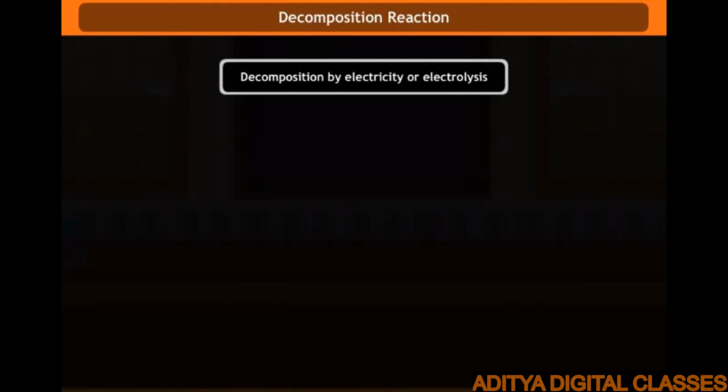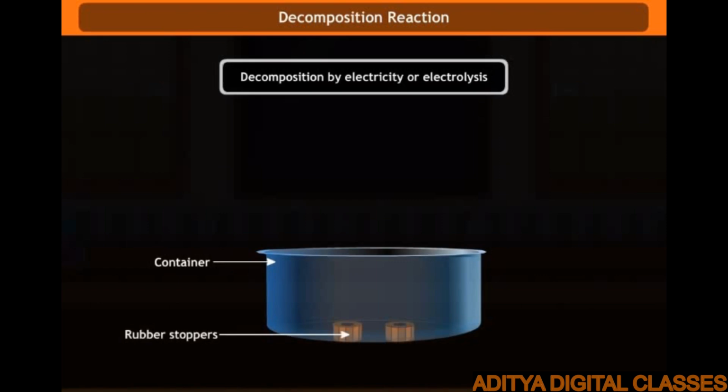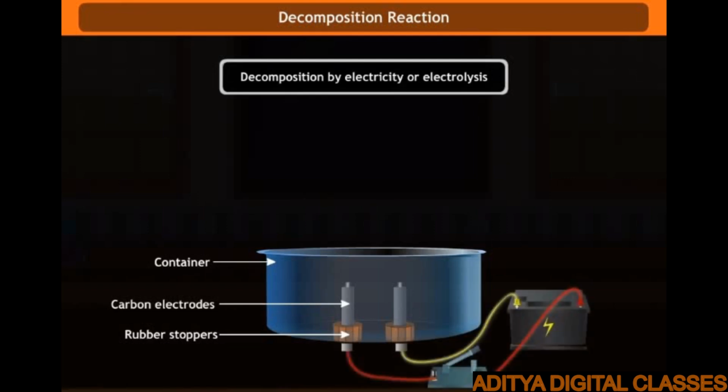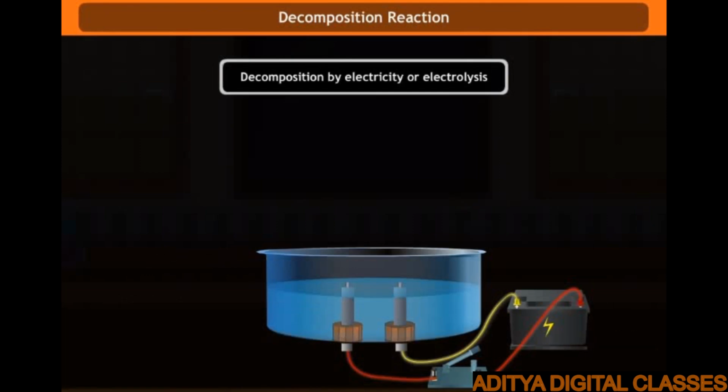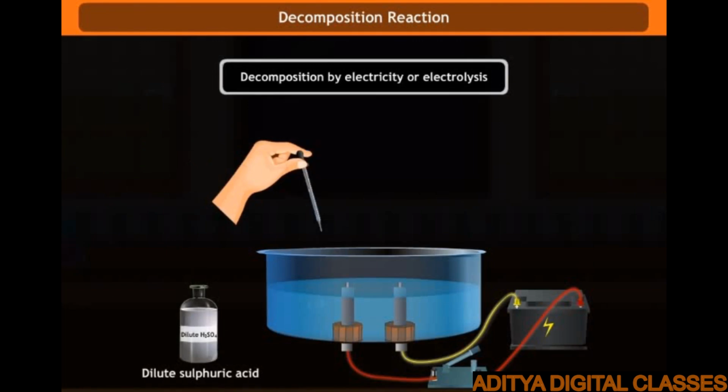Decomposition by electricity or electrolysis. Let us explain it with the help of an activity. Take a container. Drill 2 holes at its base and fit rubber stoppers at these holes. Insert carbon electrodes in these rubber stoppers. Connect these electrodes to a battery. Fill the container with water such that the electrodes are immersed. Add a few drops of dilute sulfuric acid to the water.